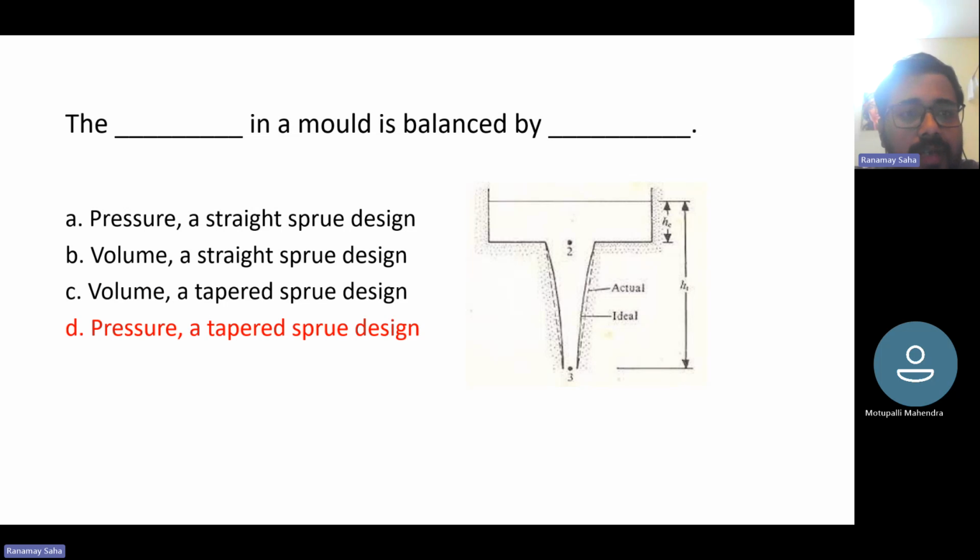The next question asked, suppose you have this kind of a sprue design problem. The dash in a mold is balanced by this. We can only balance the pressure within a mold so that the continuity equation is maintained. For that, a straight sprue generally leads to a mismatch in the pressure gradient and the aspiration effect comes up. So a tapered sprue is generally used. The first blank is filled with pressure, and the second is followed as a tapered sprue design.